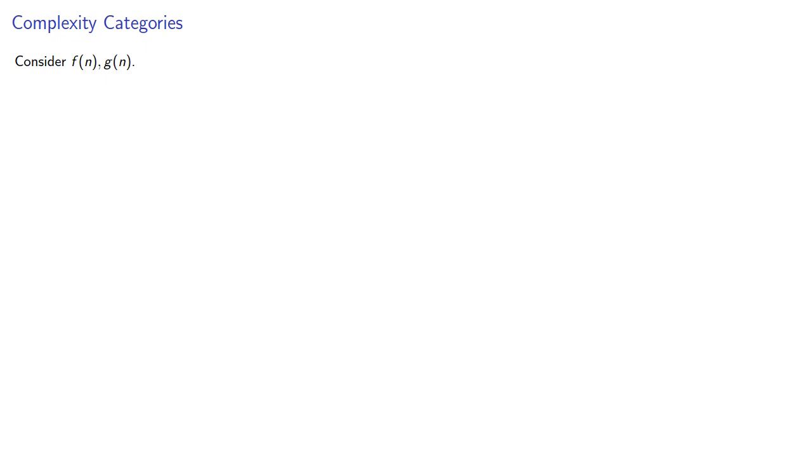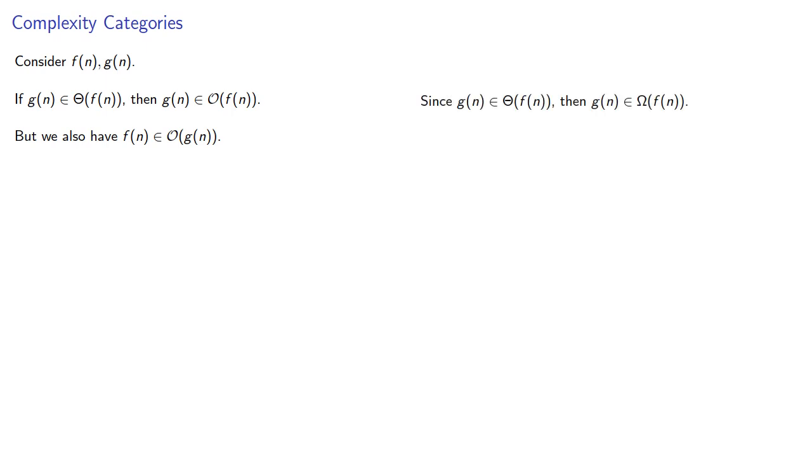So now let's consider f of n and g of n. If g of n has order f of n, then g of n is big O of f of n. But we also have f of n big O of g of n. That's because since g of n is order f of n, then g of n is omega of f of n. So there's some c where for all sufficiently large n, g of n is greater than or equal to c times f of n.